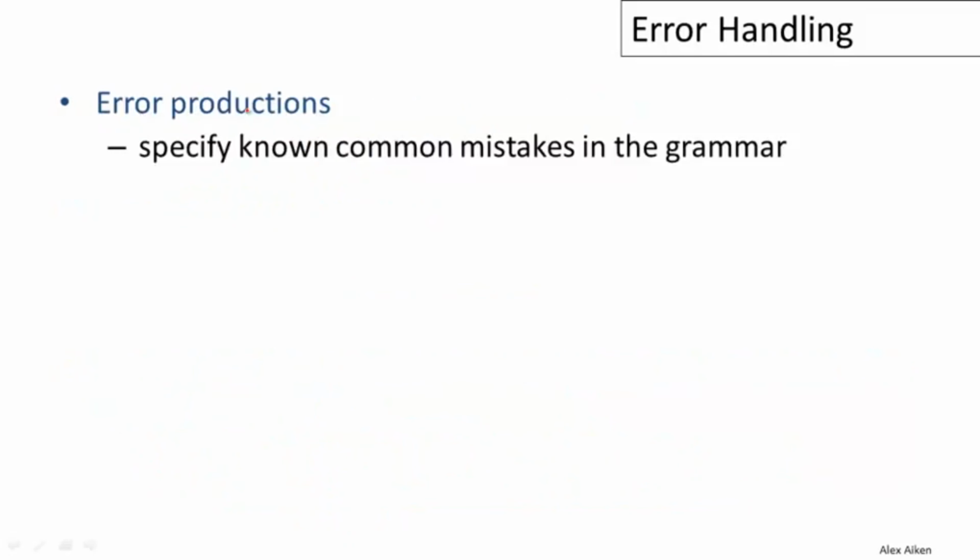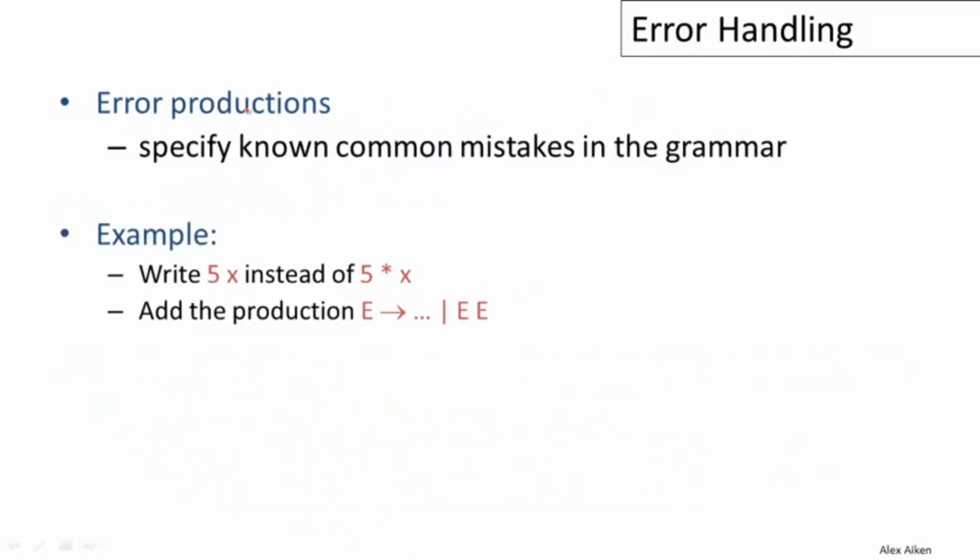Another common strategy is to use what are known as error productions. And these specify known common mistakes that programmers make, just as alternative productions in the grammar. So here's a simple example. Let's say we were working on a compiler for a programming language that was used by a lot of mathematicians. And instead of writing 5 times x, like computer scientists do, these guys always wanted to write 5 blank x, to just juxtapose the 5 and the x to look more like normal mathematical notation.